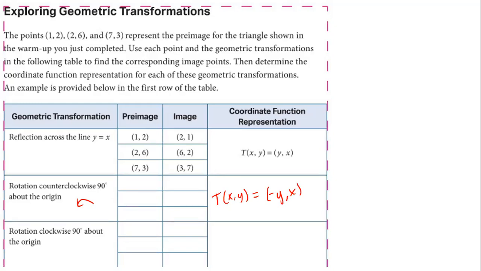Got it? All right, next one, we have a rotation clockwise 90 degrees about the origin. So instead of going counterclockwise, we're now going clockwise. Yes, they're all the same points. You're still using the blue triangle that we used.